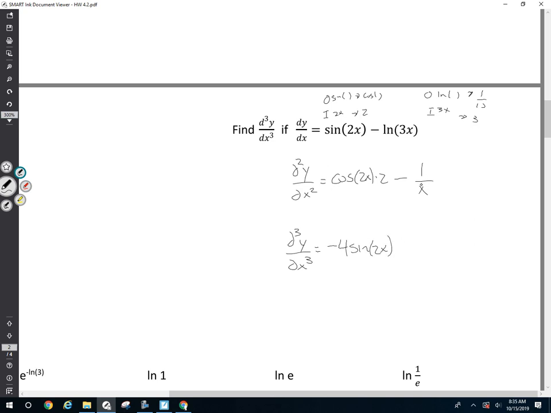Then the derivative of 1 over x. The easiest way to take the derivative of 1 over x is not using the quotient rule, but rather rewriting and using the power rule. So I have negative 1 x to the negative second using the power rule. That negative 1 and that negative cancel. So x to the negative second turns into that.